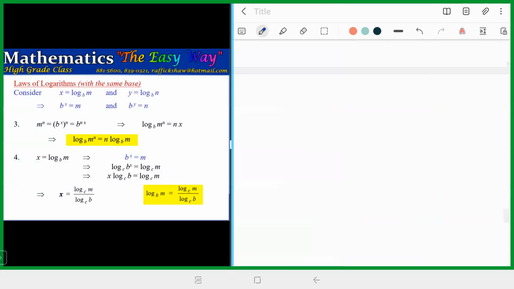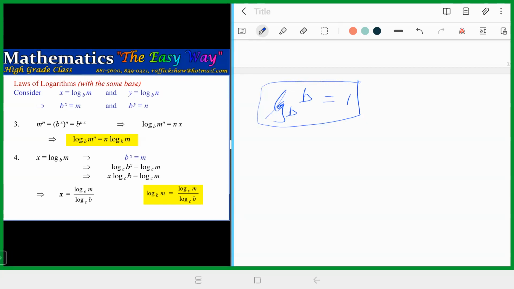First, we have to understand that the log of any number with its own base is equal to 1. This is something you have to know. Log of a number to its own base is equal to 1. The log of 10 to base 10 is 1. Log of 5 to base 5 is 1. Log of 2 to base 2 is 1.